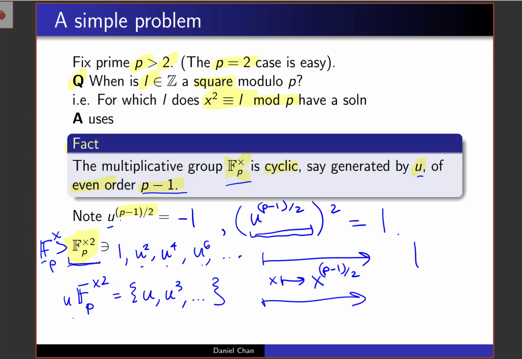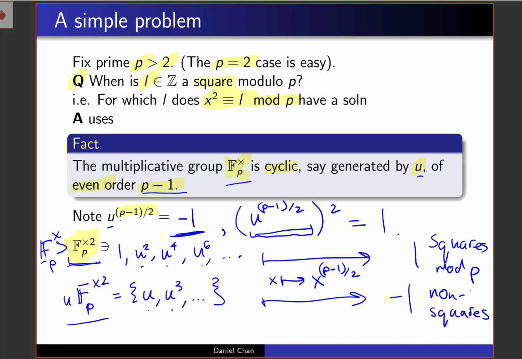So what about all these odd powers? What happens when you apply this map? When you apply this map to the odd powers, you can see u of course goes to minus 1, and if you take any other odd power of u, it also goes to minus 1. So there are the two cases. Here you get the squares, so other than 0, squares mod p, and here are the non-squares.